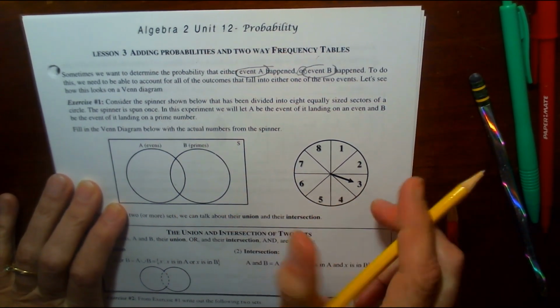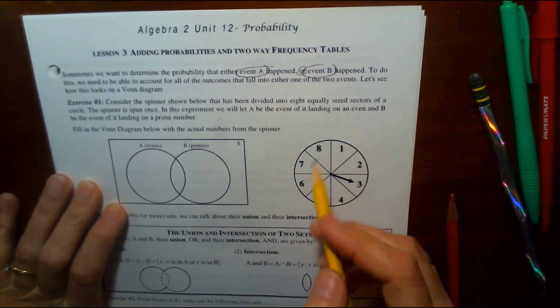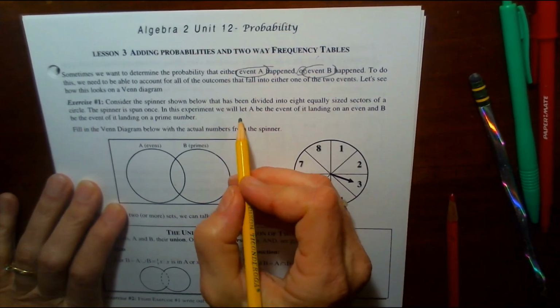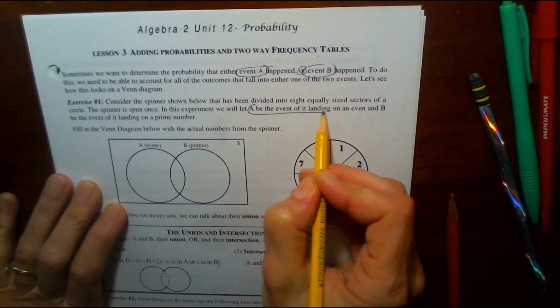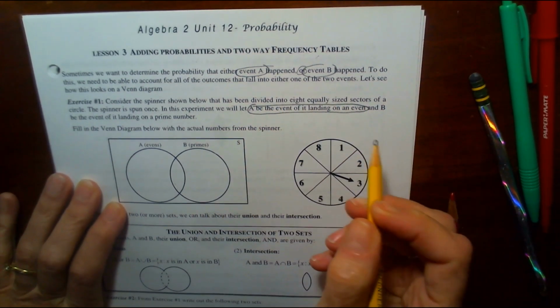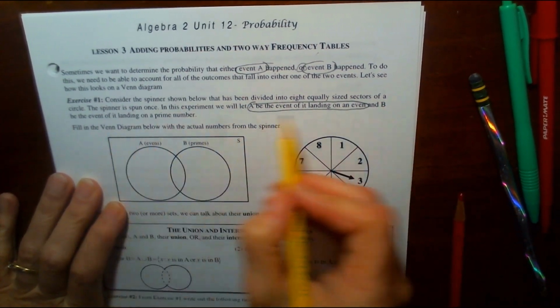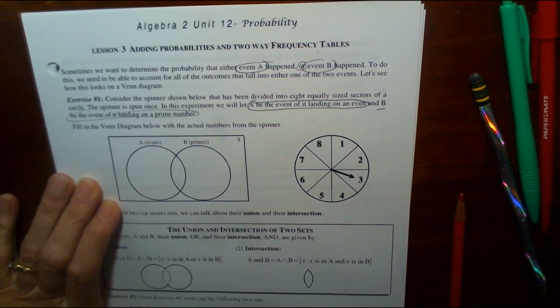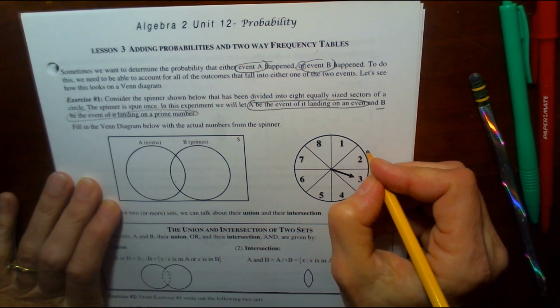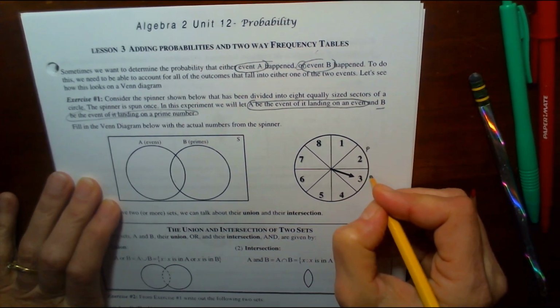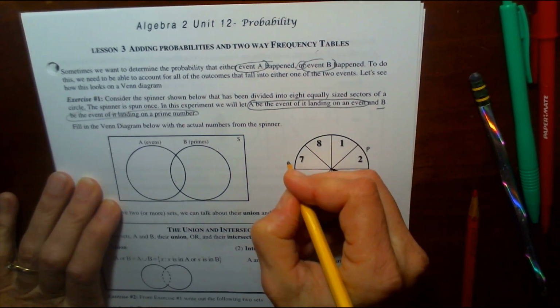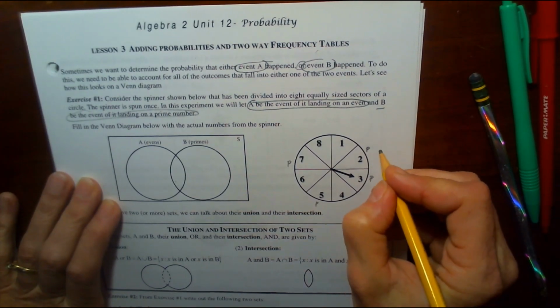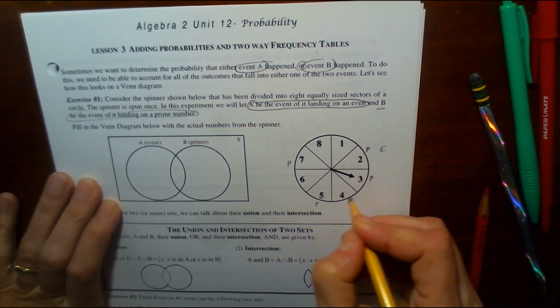Here we have a spinner. So if you spin it once, we have 8 numbers, and let's let A be the event of landing on an even number. And B is the event of landing on a prime number after one spin. So what are the prime numbers? Prime numbers are 2 and 3 and 5 and 7. And what are the even numbers? 2, 4, 6, and 8.